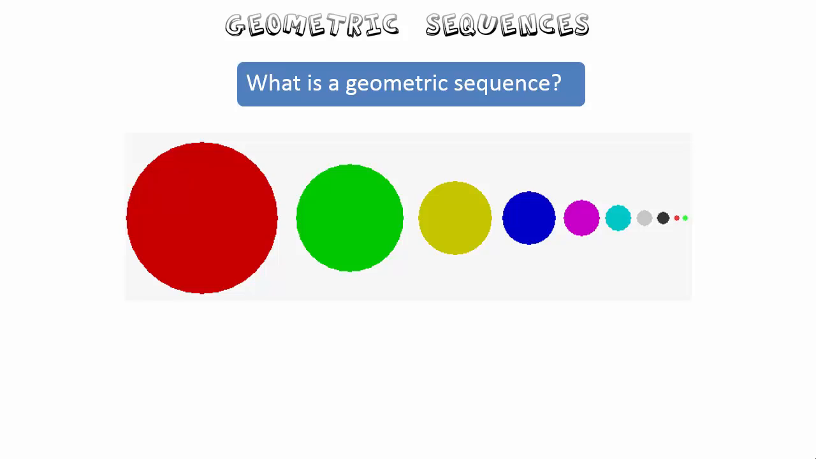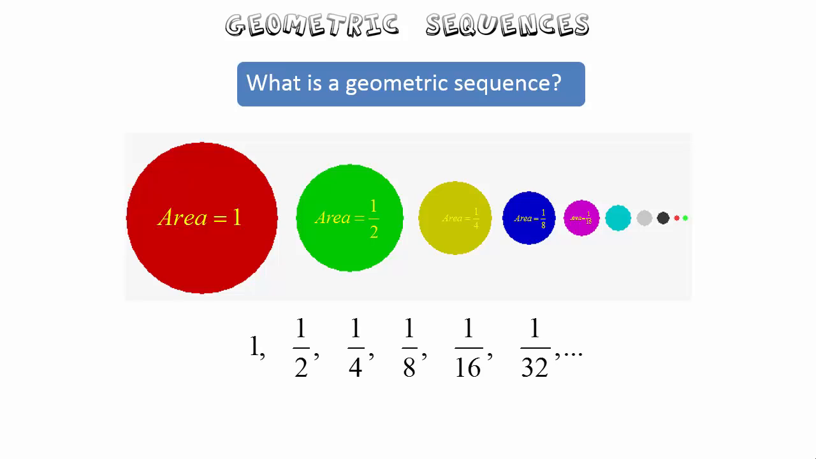Have a look at those circles. Let's suppose the area of the large circle is 1. Each time we are halving the area. So we have a half, a quarter, and so on. And these are actually drawn to scale. They represent a geometric sequence of numbers, in this case in terms of the area of a circle. And we can represent it, as you can see there on the screen, as a sequence: 1, a half, a quarter, and so on.